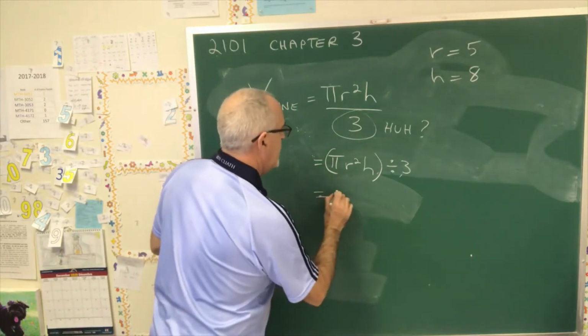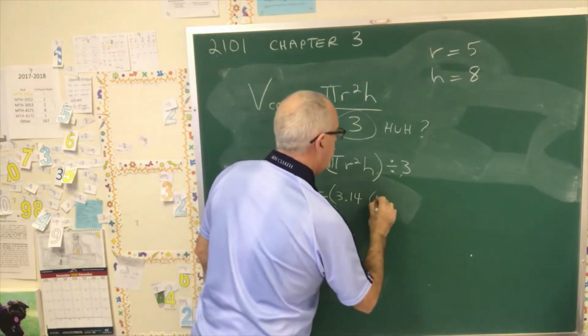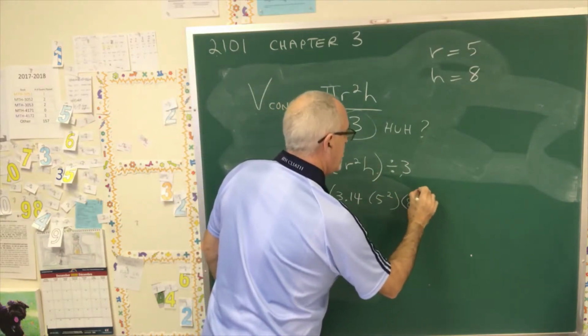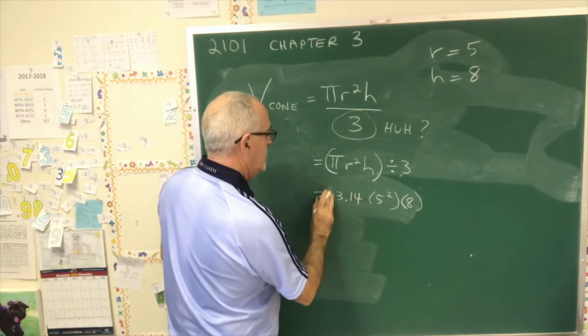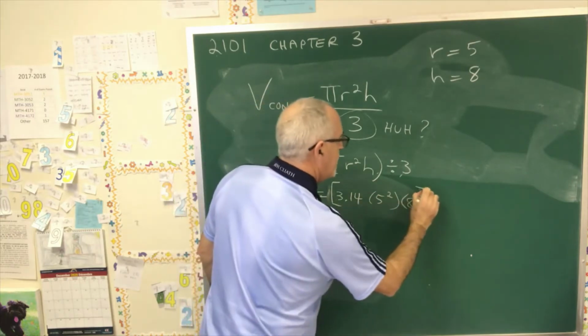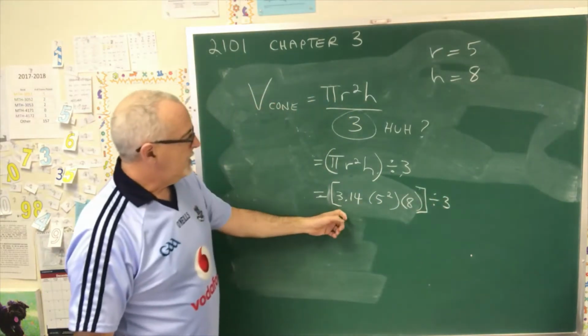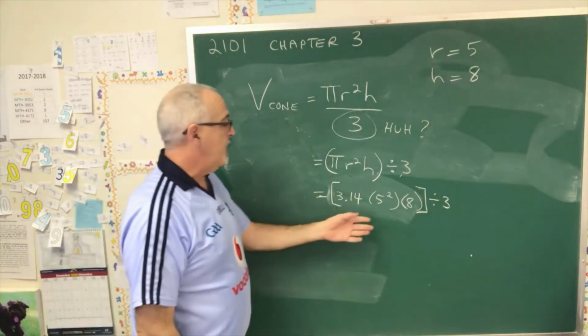So pi, again, is 3.14. The r squared is going to be 5 squared. The h is an 8. And then, oh, I got extra brackets here, so what I'll do is I'll use a square bracket and put the divided by 3. See how cute that is to use different styles of brackets so that you don't get confused when you're reading your own equation.